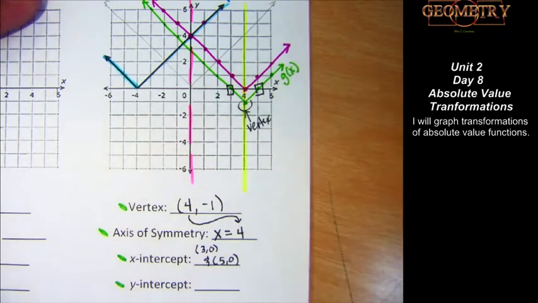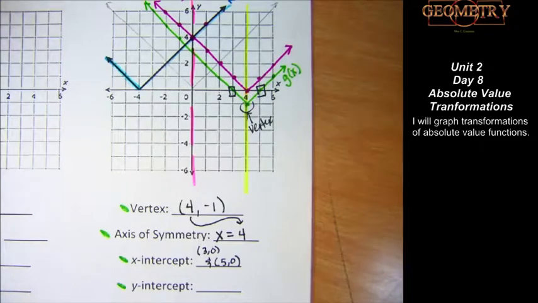Notice that they're the same distance away from that axis of symmetry. My axis of symmetry had an x value of 4. The point (3, 0) is 1 unit away from 4, and the point (5, 0) is 1 unit away from 4. They're the same distance because the axis of symmetry is a fold line.